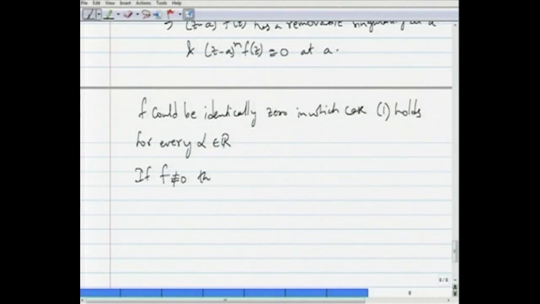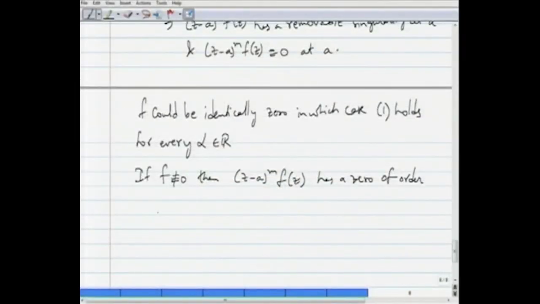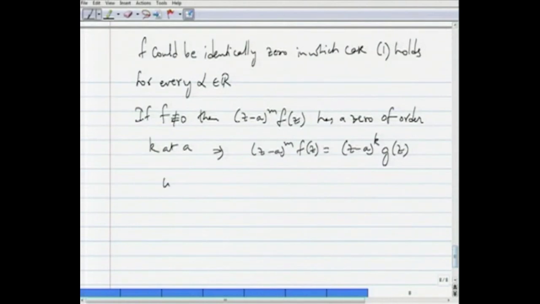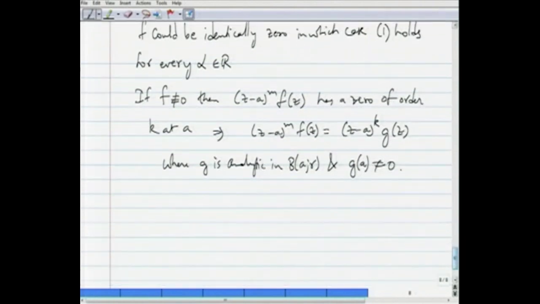So, this is the uninteresting case, but what is more interesting is that if f is not identically 0, then z minus a power m f of z, we saw that the analytic extension of this is 0 at a. So, it has a 0 of order, let us say k at a. This implies z minus a power m f of z is equal to z minus a power k times g of z, where g is analytic in some neighborhood of a and g of a is non-zero.